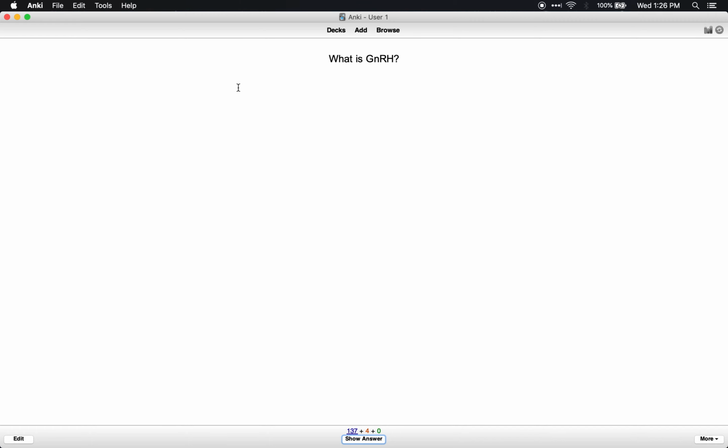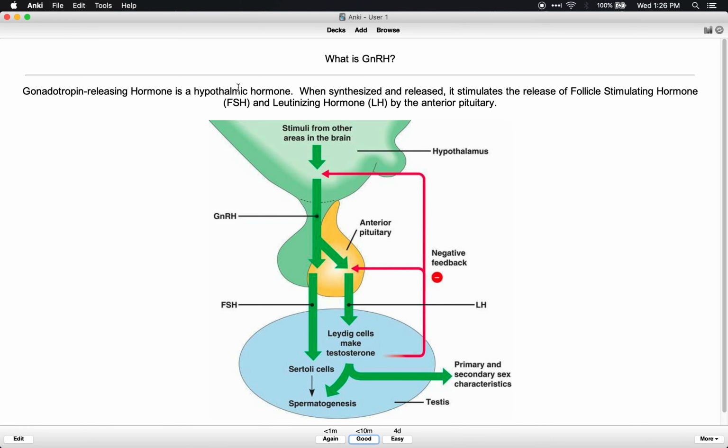GnRH, gonadotropin releasing hormone or something? Gonadotropin releasing hormone. It's a hypothalamic hormone. When synthesized and released, it stimulates the... What does it stimulate? It stimulates the follicle stimulating hormone, FSH, and LH, by the anterior pituitary. GnRH, gonadotropin releasing hormone, is a hypothalamic hormone. It's secreted from the hypothalamus, and it will stimulate the release of FSH and LH by the anterior pituitary.